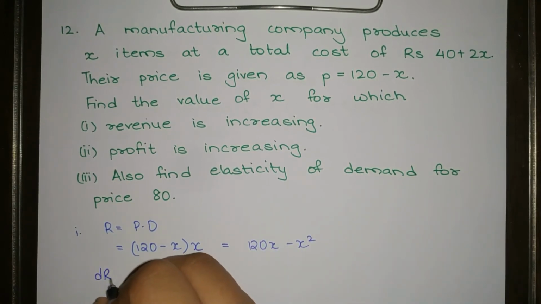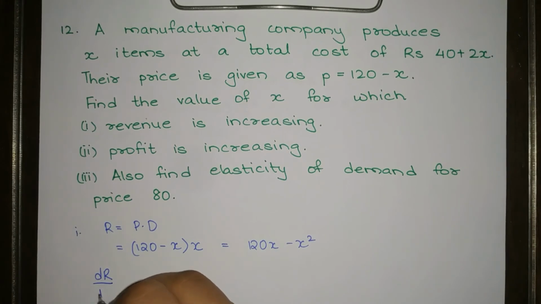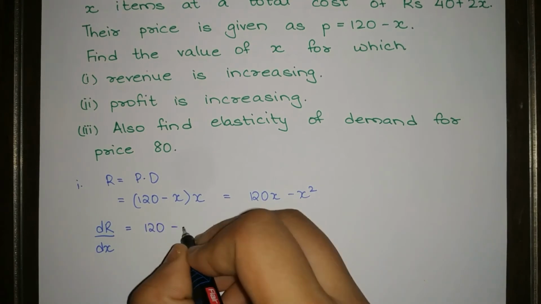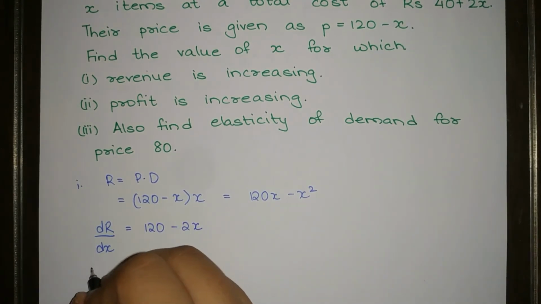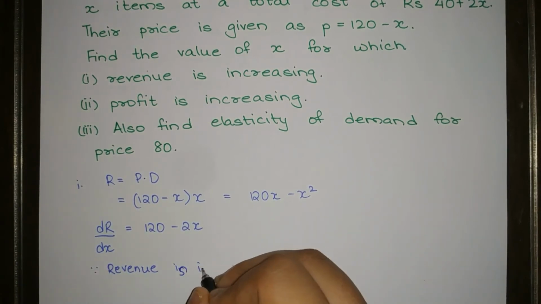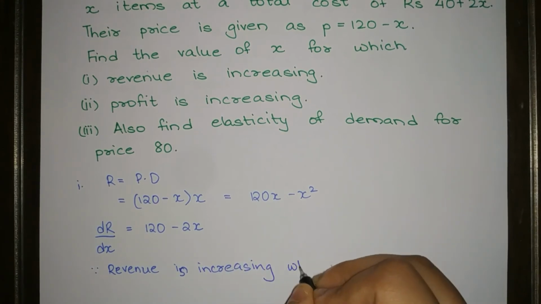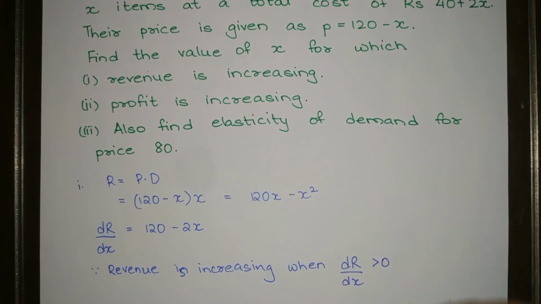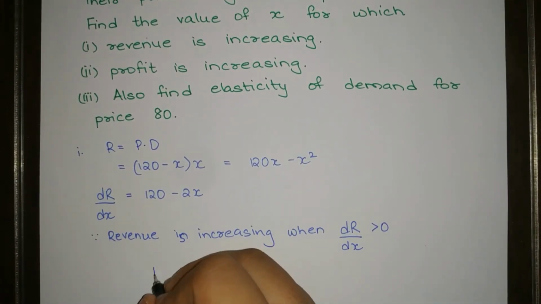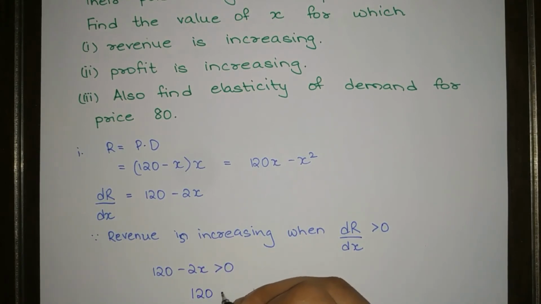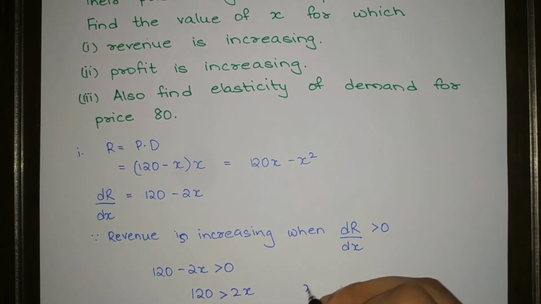We will take its derivative and then we will see where it is greater than 0 to find out where it is increasing. So this is 120 minus 2X, and since revenue is increasing when dR by dx is greater than 0. Okay, so that means that when 120 minus 2x is greater than 0, so that means when 120 is greater than 2x, and x is basically less than 60.